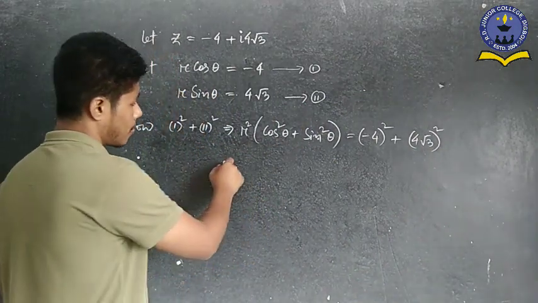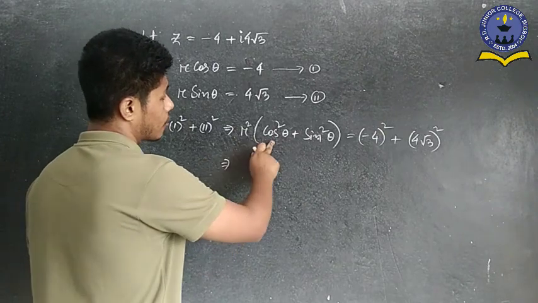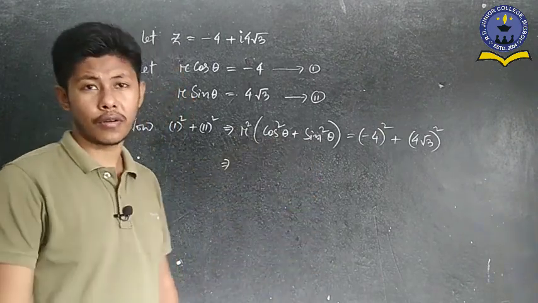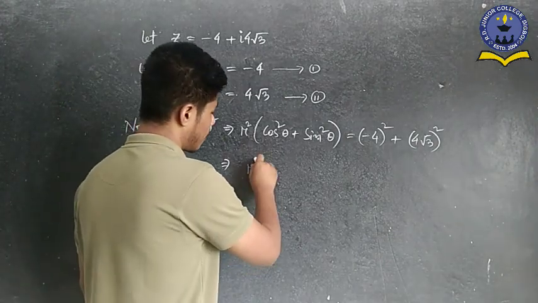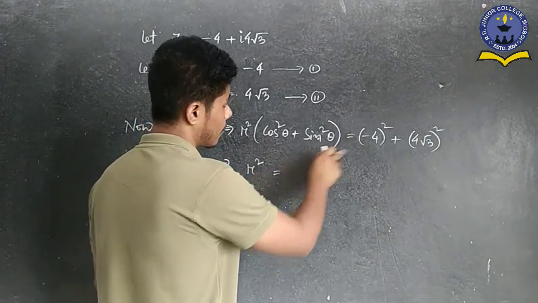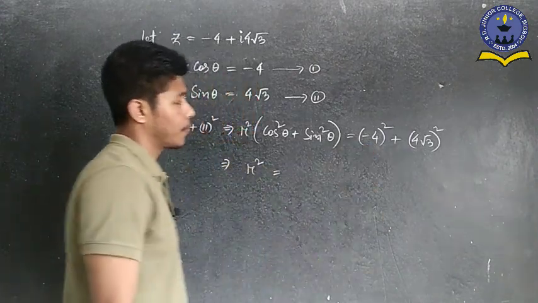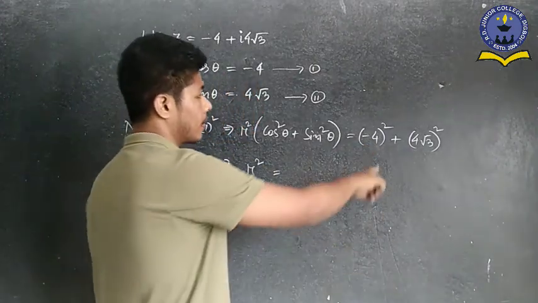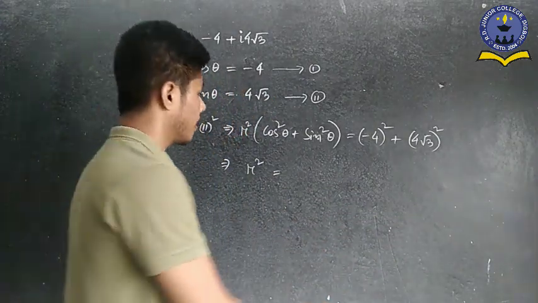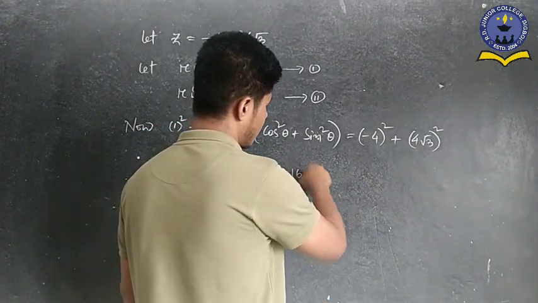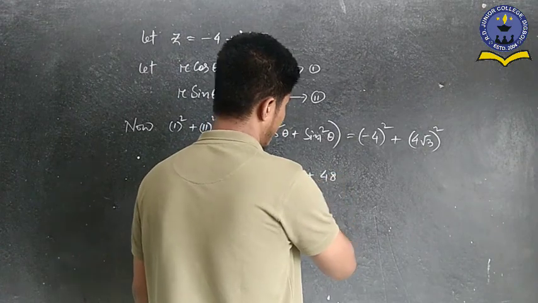Now after that what you have to do here? Cos square theta plus sin square theta equals to what? So here r square equals to this one. If we calculate, 16, and this one is 16 into 3, 48 we get. So finally 16 plus 48.